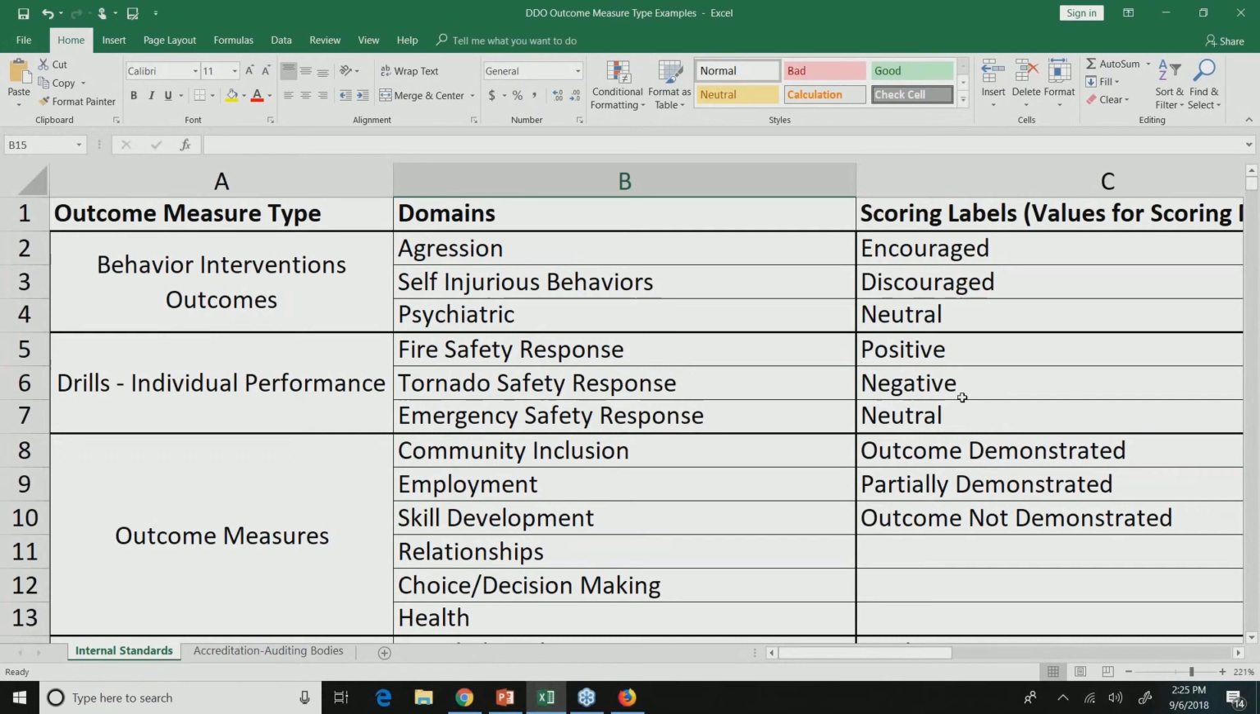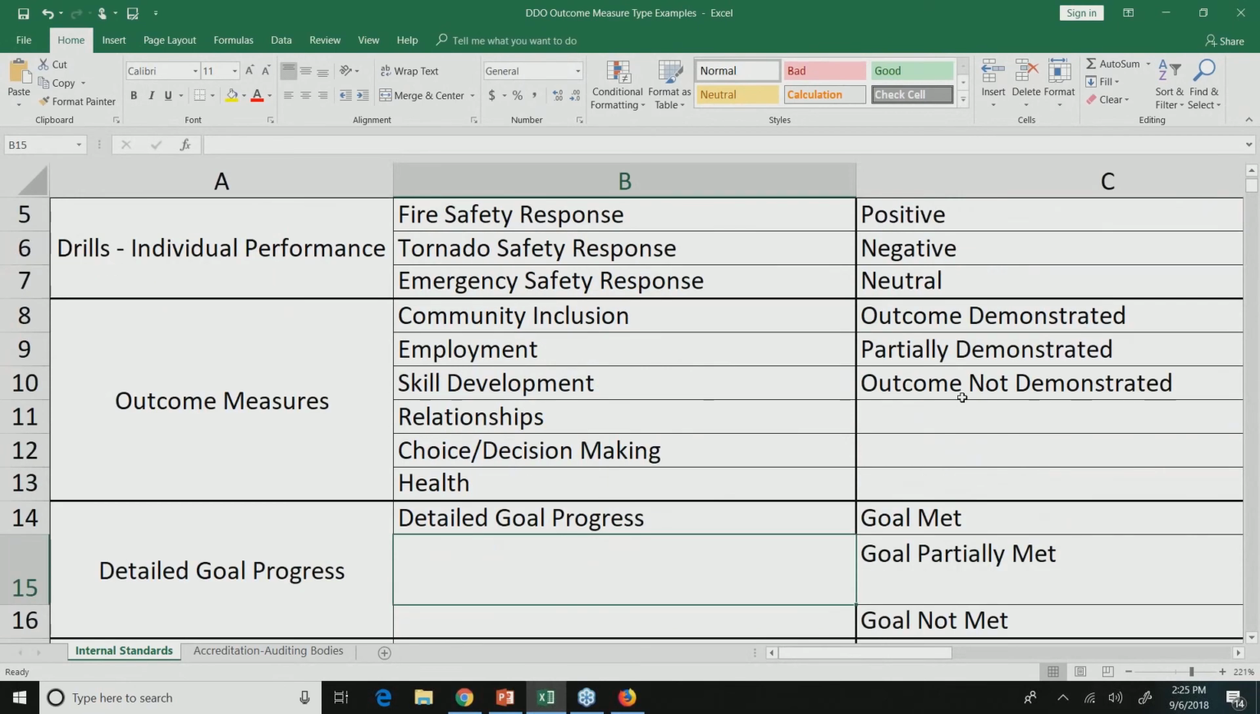Okay. Some general outcome measures might be community inclusion, employment, skill development. These are broader ones that you can use. Relationships, choice, decision making, and health. And so maybe you want to put on there the score value of outcome demonstrated, partially demonstrated, or not demonstrated.